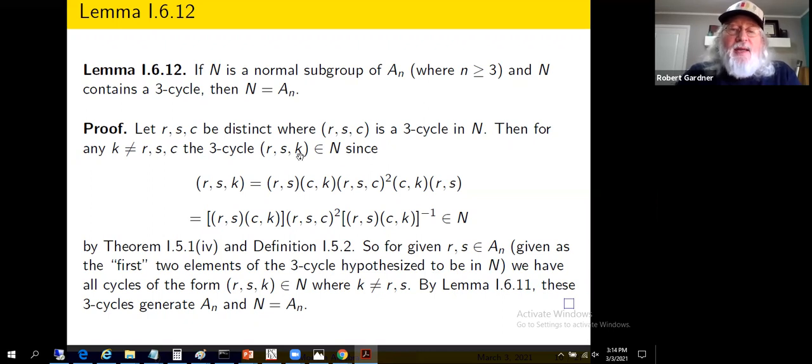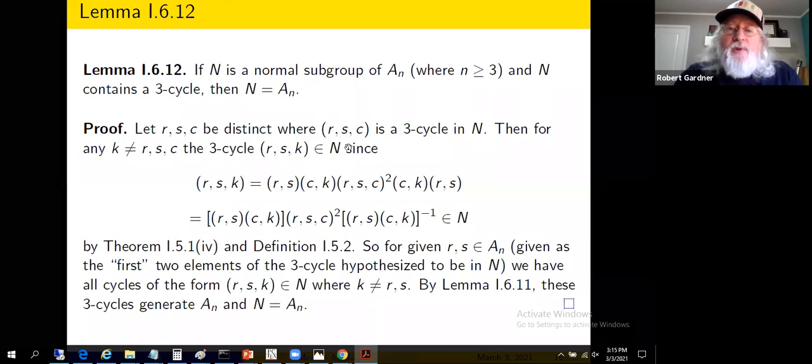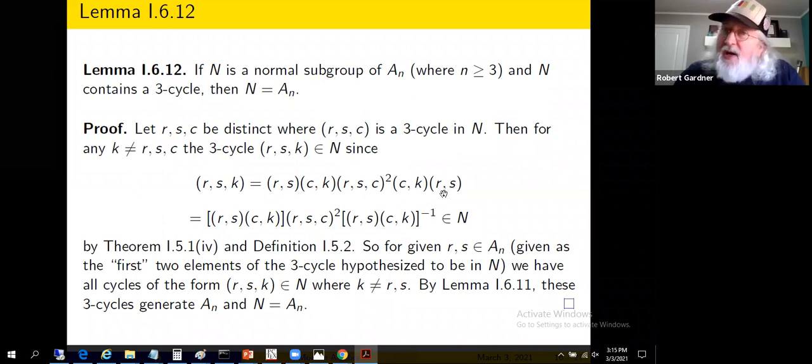And we can take this RSK and write it as RSC, K C, RSC squared, C K, R S. Straightforward to check the computation, but where are we going here? Here's where we're going here. We've said RSC is a 3 cycle in N. Okay, then that 3 cycle squared is also in N because it's a group, so closure under the binary operation. We've multiplied on the left by this product of transpositions and on the right by this product of transpositions.